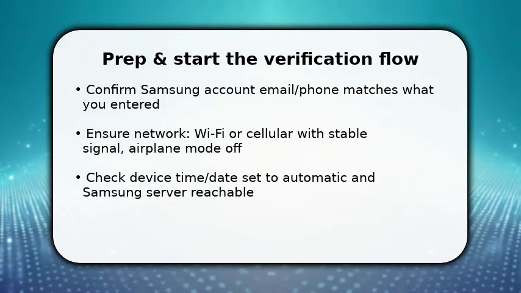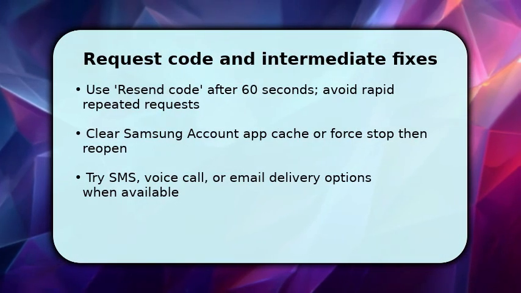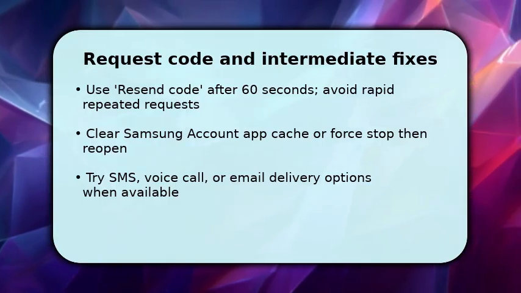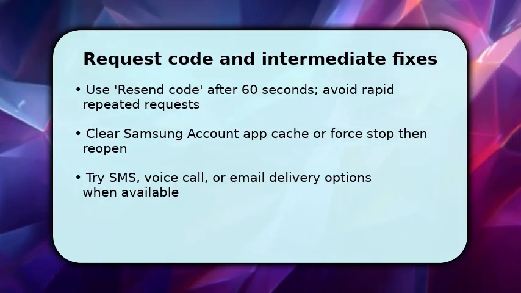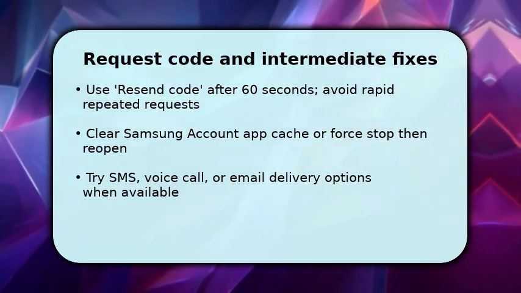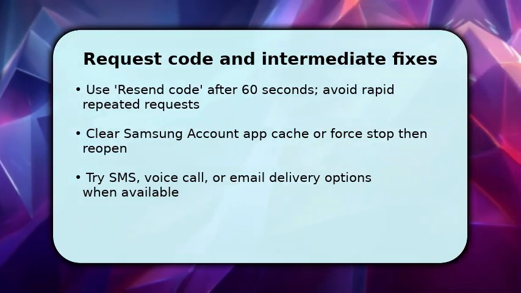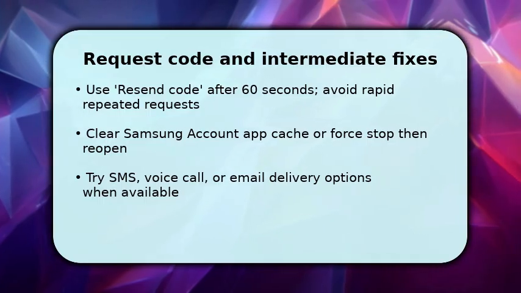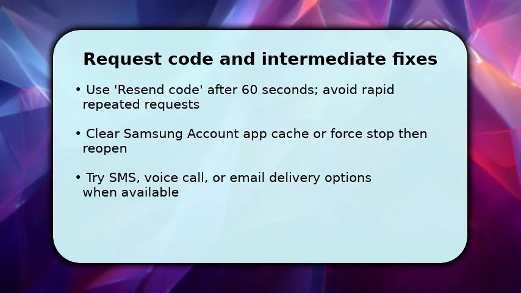Now request the code and apply targeted fixes while you wait. Tap resend only after about 60 seconds to avoid throttling. Rapid retries often block delivery. If nothing arrives, go to Apps, clear cache for Samsung account or force stop the app, then reopen and request again. Also switch delivery method.